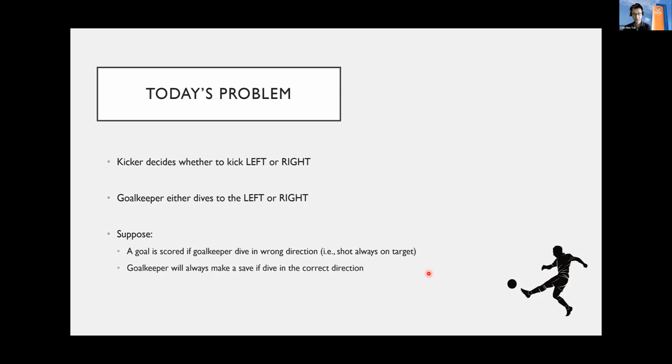Okay, the next assumption we're going to have is that the goalkeeper will always make a save if the goalkeeper dives in the correct direction. And so if the kicker kicks to the left and the goalkeeper dives to the left, then the goalkeeper would save the ball, and there will be no goal. Similarly, if the kicker kicks to the right and the goalkeeper dives to the right, then the goalkeeper will save the ball, and so there is no goal there as well.